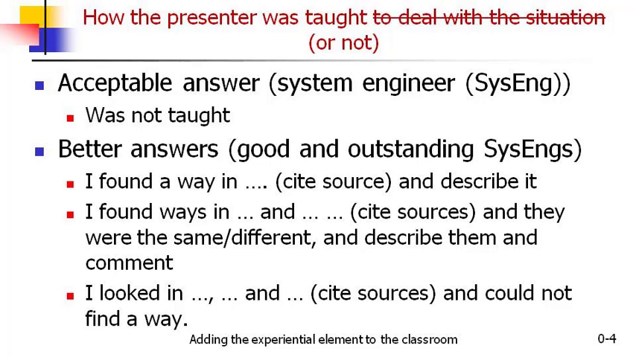Or I found ways in more than one source. And by the way, they were the same or there were differences between them. And describe what you found and the differences and comment. You will find that there are differences in many systems engineering books and articles. And then another acceptable answer is, I looked in this book, and that book, cited, and couldn't find a way. Perfectly acceptable, but it shows that you took some action. That's how you get the A. An acceptable answer gets you a B-.